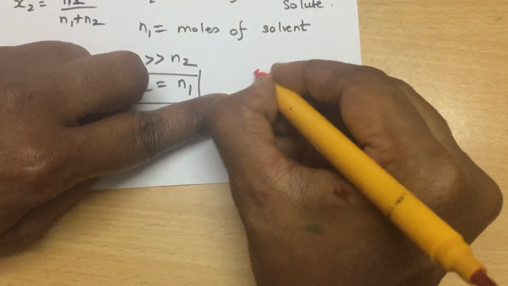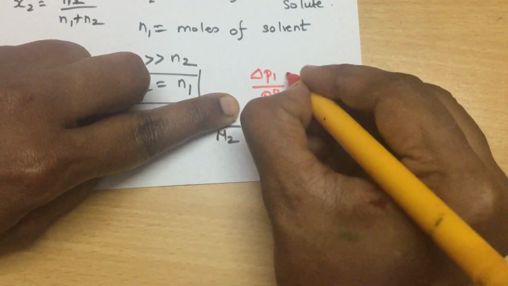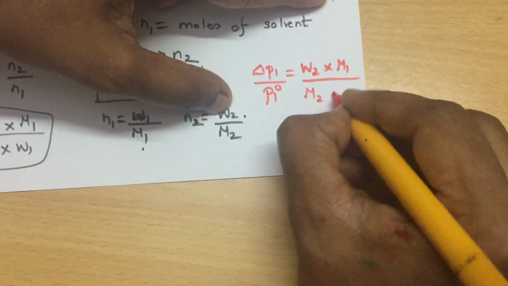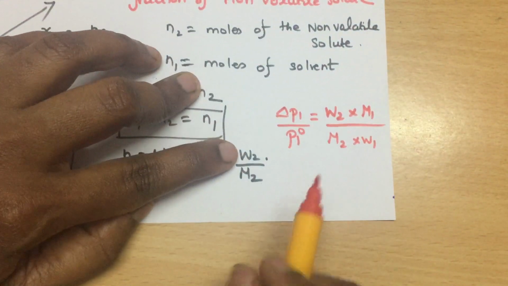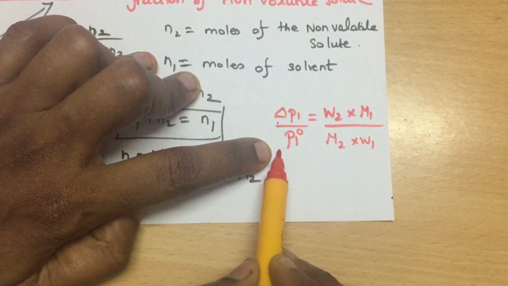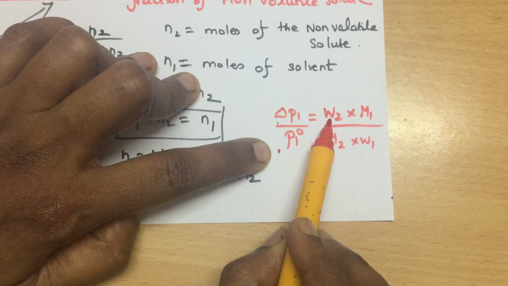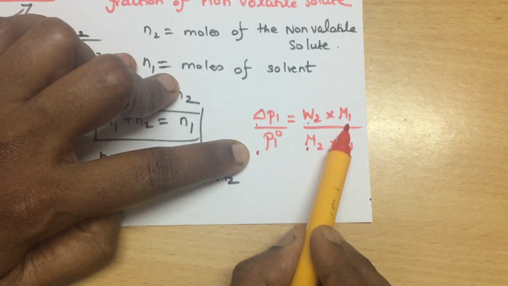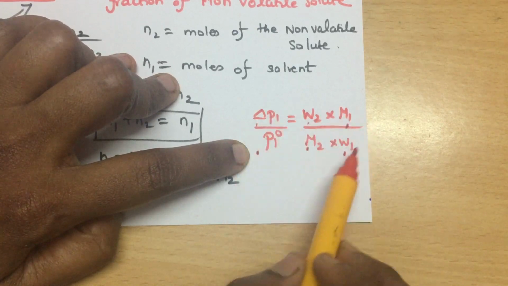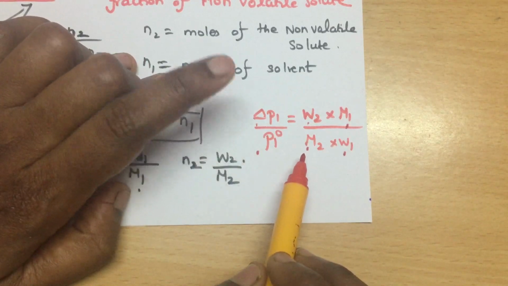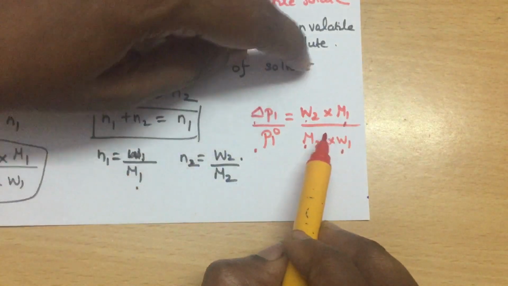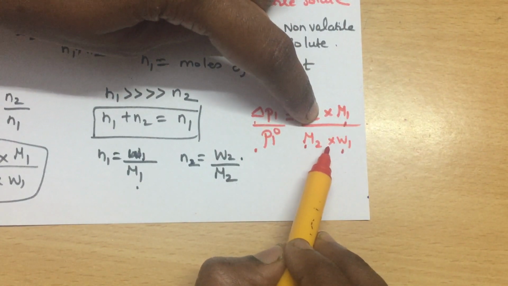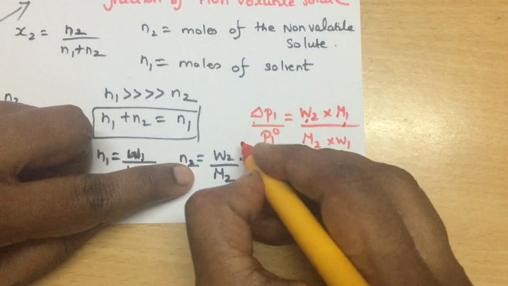So what will happen? The relative lowering of vapor pressure is equal to, so this is the change in vapor pressure. This is the initial vapor pressure. Okay, weight of the non-volatile solute, molecular weight of the non-volatile solute, weight of the solvent, molecular weight of the solvent. So if you know all the variables, any one particular variable can be found out. Provided, if you don't know what they are asking, W2, if you know the rest of the things, you can find it out. Okay, so let's do a problem.